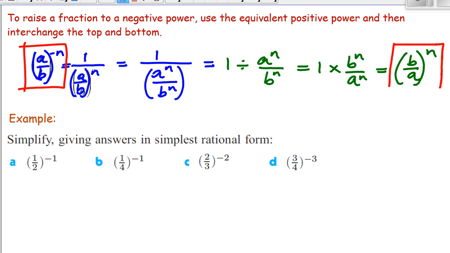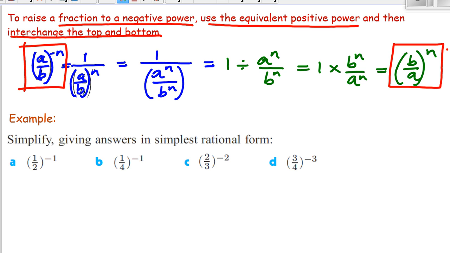Basically, if you have a fraction to a negative power, what you need to do is use the equivalent of the positive power, and then interchange the top and the bottom. So here, our power is n, right? Of course, it's negative n on the left. So you're ignoring the negative and just using n here on the right. But now look at what you're doing on the fraction a over b. We interchange the top and the bottom to end up with b over a.